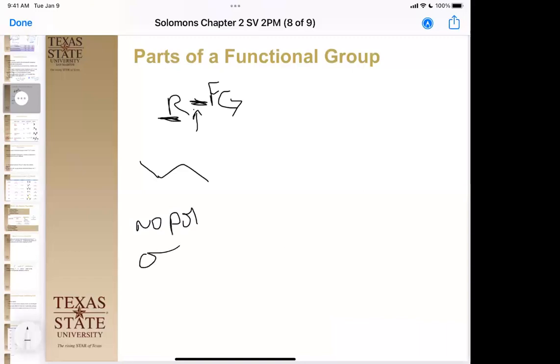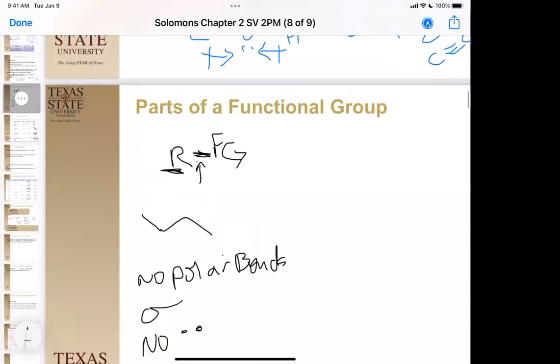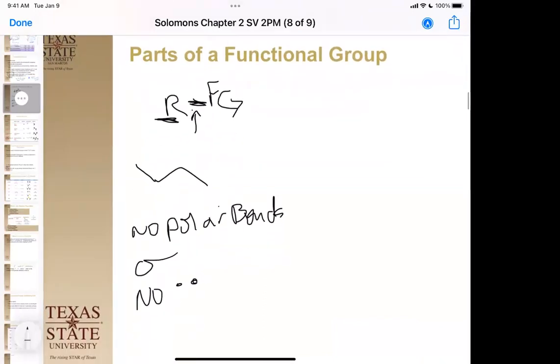only sigma bonds. We only have sigma bonds on here. We have no lone pairs. No polar bonds, no lone pairs, no heteroatoms, very unreactive. Okay. But let's change one of these bonds. Let's take away this hydrogen and put a heteroatom in its place.